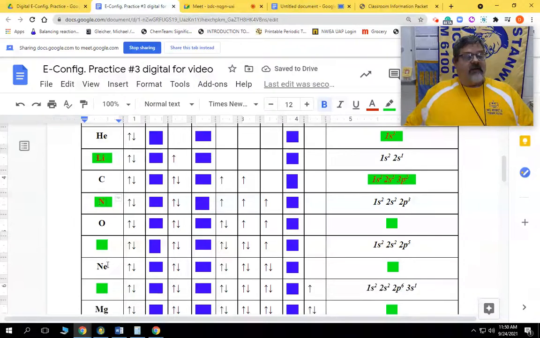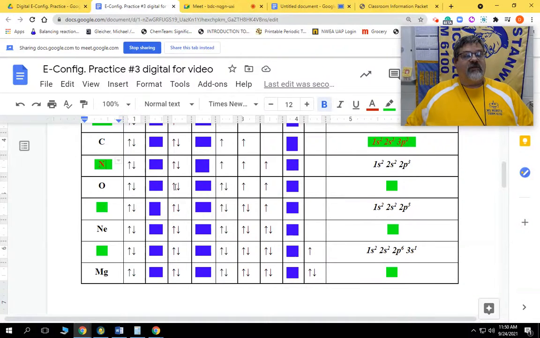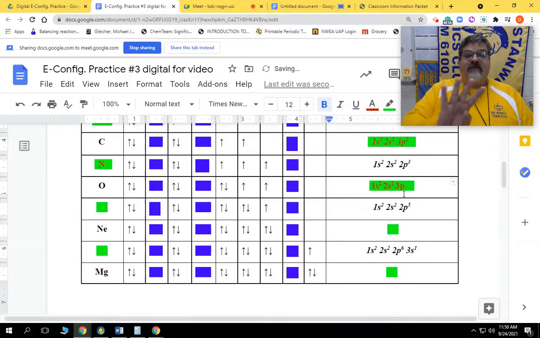On these next ones we have oxygen. So oxygen: 1, 2, 3, 4, 5, 6, 7, 8. So we have 8 there. So we're going to write in everything that we have. 1s2, 2s2, 2p, and we have 4 p's. So we're going to put a superscript 4. We tally that: 4, 5, 6, 7, 8. There's 8 arrows. Looks good so far. Okay, go on to the next one.